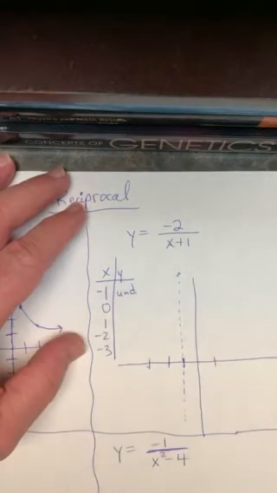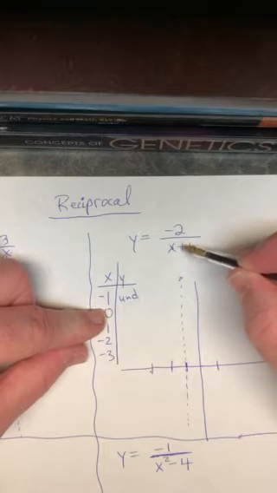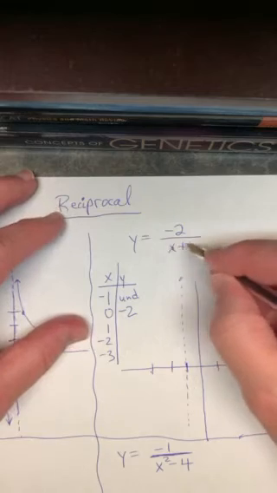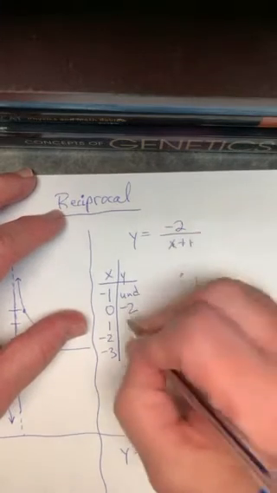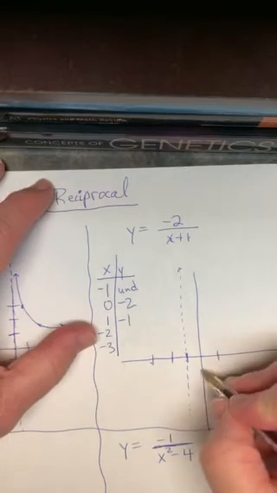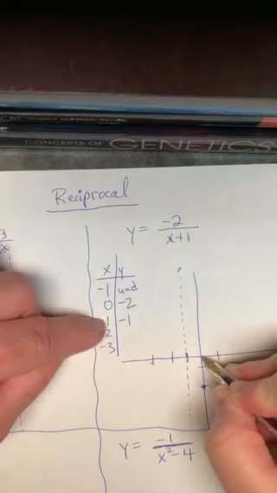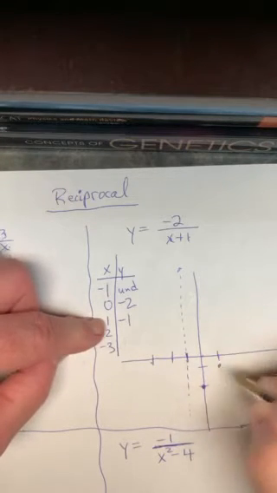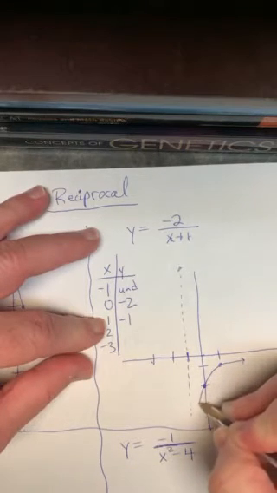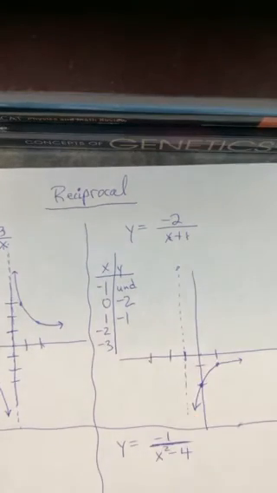And now go plug them in. When I plug 0 in for x, 0 plus 1 is 1. -2 divided by 1, -2. Plug 1 in for x. 1 plus 1 is 2. -2 divided by 2 is -1. So to the right of that dotted line, I've got a dot on 0, -2, and another dot that's what? Right 1 and down 1. Connect them up with a curve, not a line. It's a curved shape that again gets close to the x-axis and close to our dotted line.